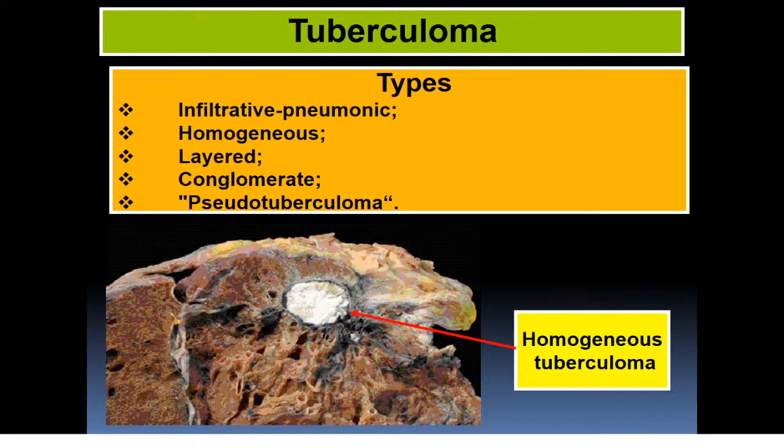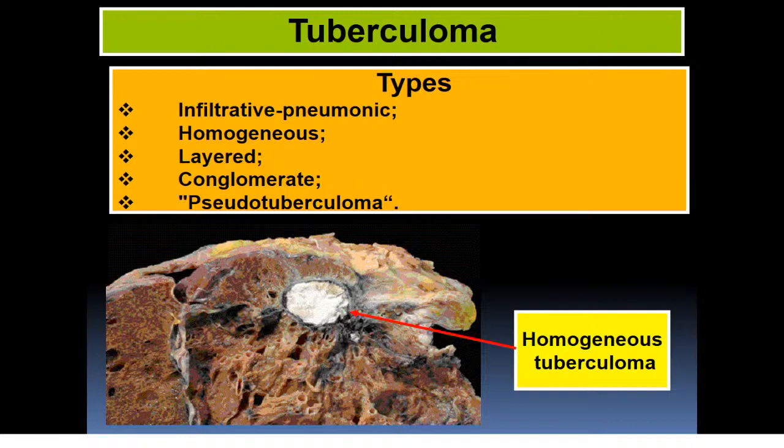Next type, conglomerate tuberculoma, can form as a result of fusion of several foci after disseminated tuberculosis, for example, or after focal tuberculosis. Several foci can join together and be surrounded by a general capsule and form conglomerate tuberculoma. And the last type of tuberculoma is named pseudotuberculoma.